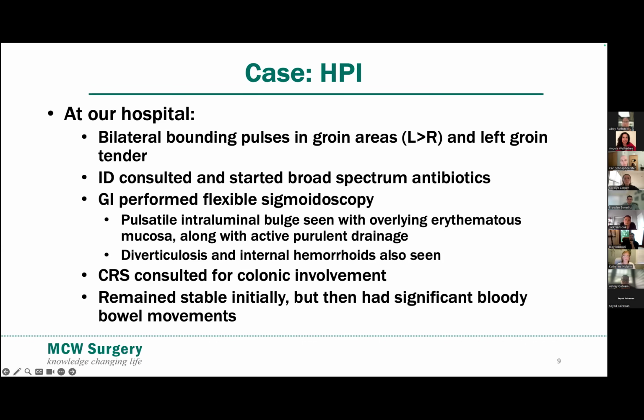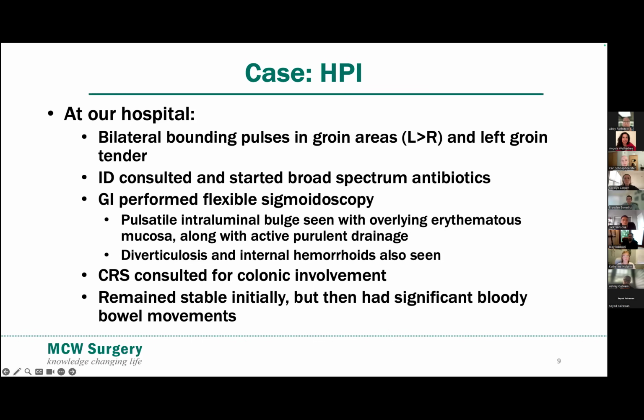So at our hospital, our initial exam showed bilateral bounding pulses in the groins, and the left groin was tender. ID consulted, started on broad spectrum antibiotics. GI scoped him because we were unsure if this bloody bowel movement was from his history of diverticulosis or hemorrhoids, or if this was from an aortoenteric fistula. And they did see a pulsatile intraluminal bulge, along with some active purulent drainage. So colorectal surgery was also involved for the involvement of the colon.